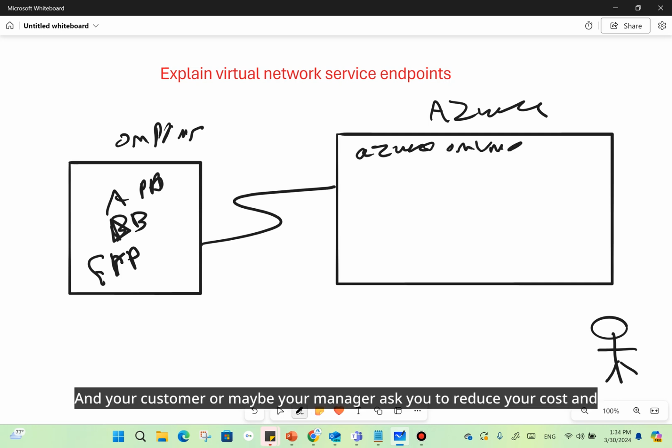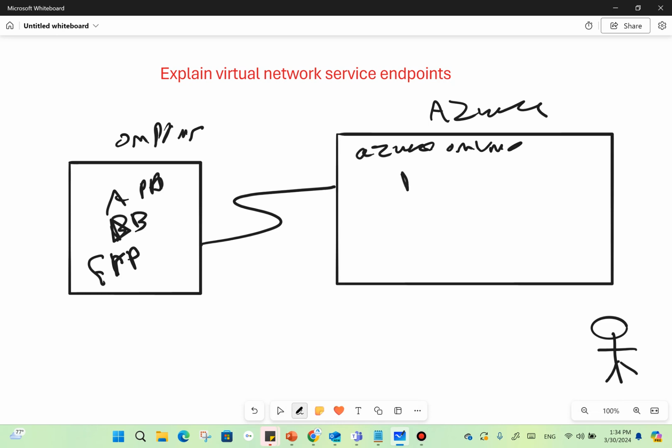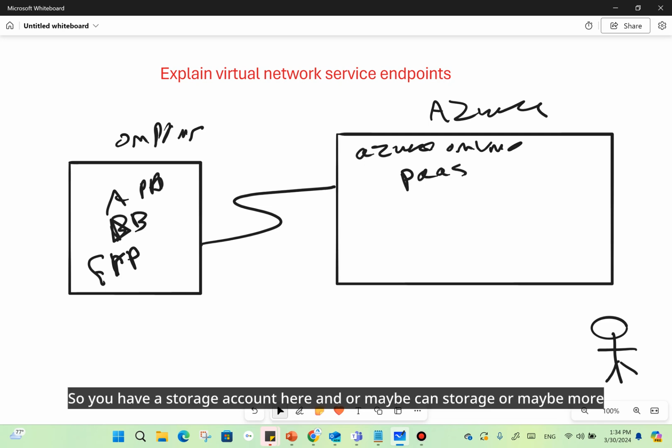And your customer or maybe your manager asks you to reduce your cost and administrative requirements. So you're considering using some Azure platform as a service, PaaS services. So you have a storage account here, or maybe more storage, not one.